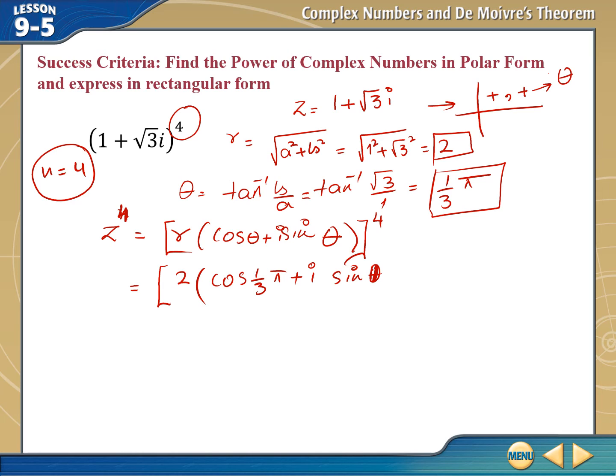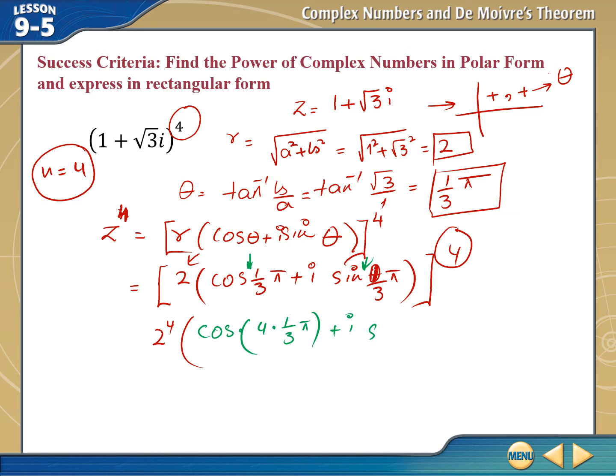Sorry, this is our 1 over 3 pi. Okay, so here the power 4 goes on the r. It means you will get 2 to the power 4. Then this power 4 will multiply with the angles. It means cos 4 times 1 over 3 pi, and similarly sine 4 times 1 over 3 pi. So you will write cos 4 times 1 over 3 pi plus iota sine 4 times 1 over 3 pi.